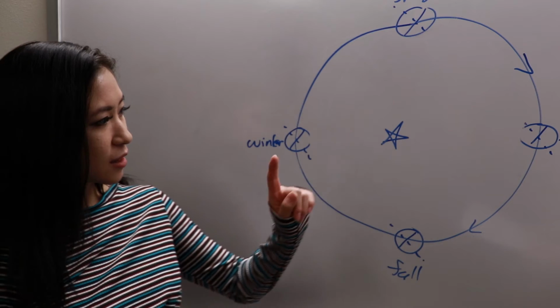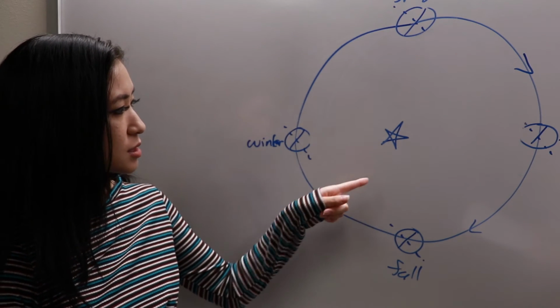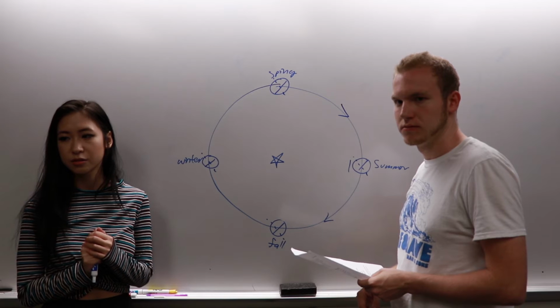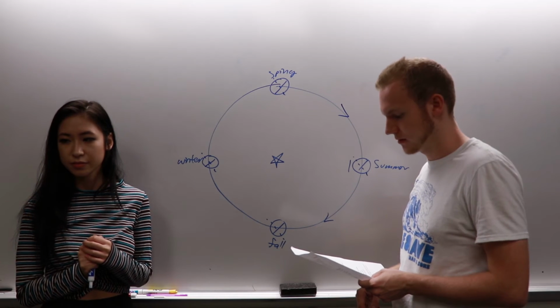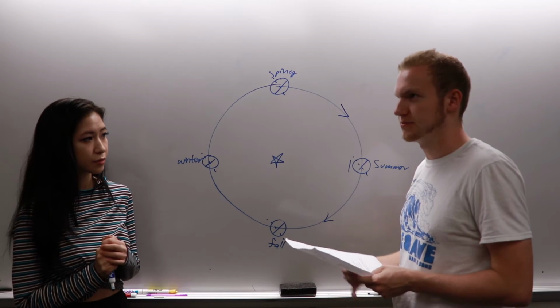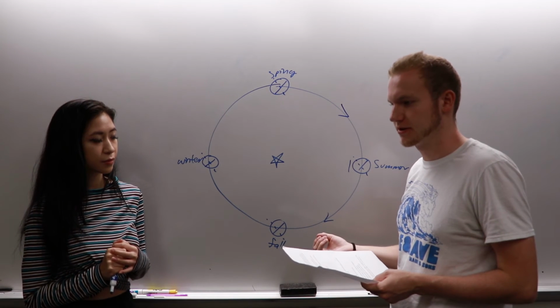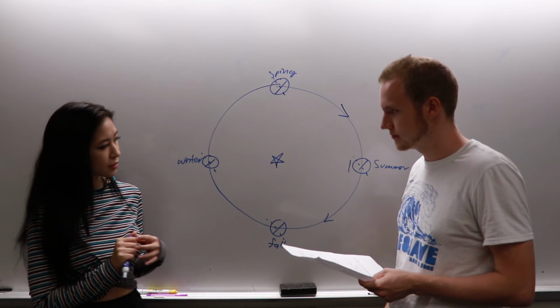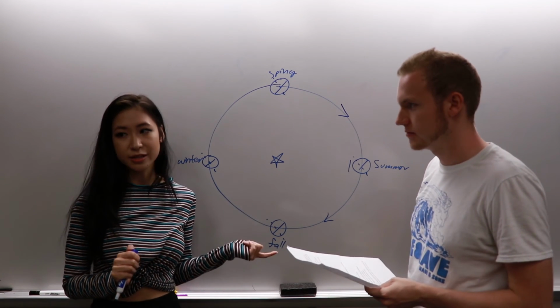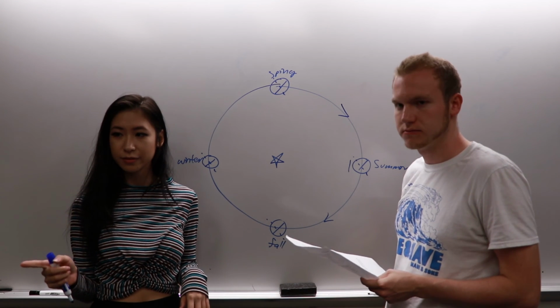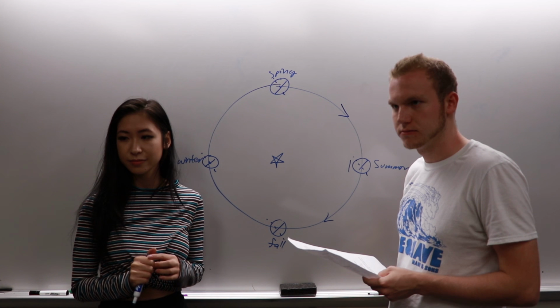Wait, but Earth is not closest to the Sun during the summer. Why is it still the hottest? Well, do you experience more or less daylight hours during the summer than the winter? You experience more, and I remember that because the Earth is tilted towards the Sun. Oh, and that also means that the Sun is higher in the sky during summer, which makes it hotter as well. Exactly. Good job.